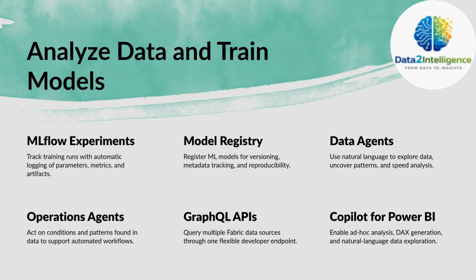In the previous slide, we discussed up to operations agents. So let's start with the GraphQL API, which provides a flexible data access layer for developers to query multiple Fabric data sources through a single endpoint. The last one is Copilot for Power BI, which uses generative AI for ad hoc analysis, DAX generation, and natural language data exploration.